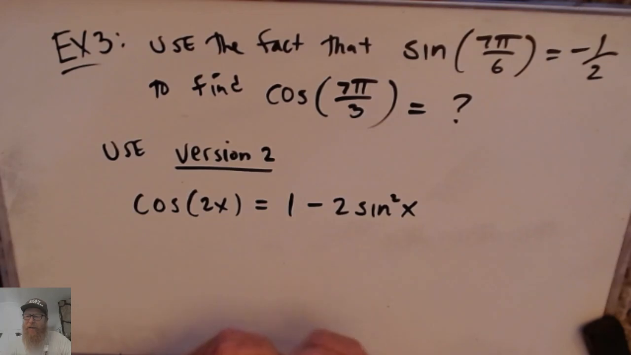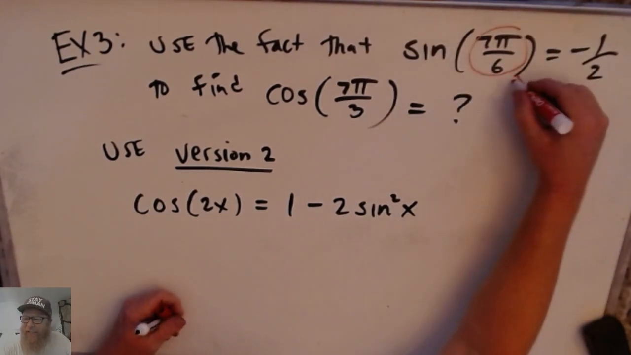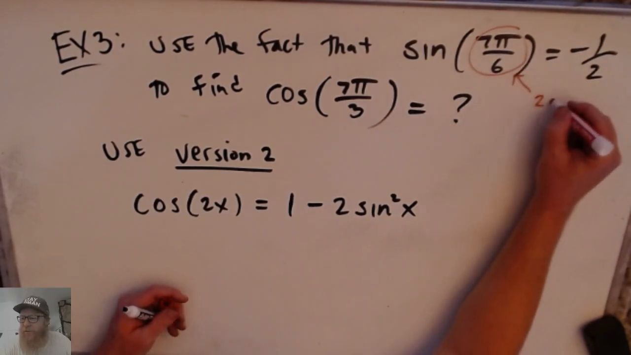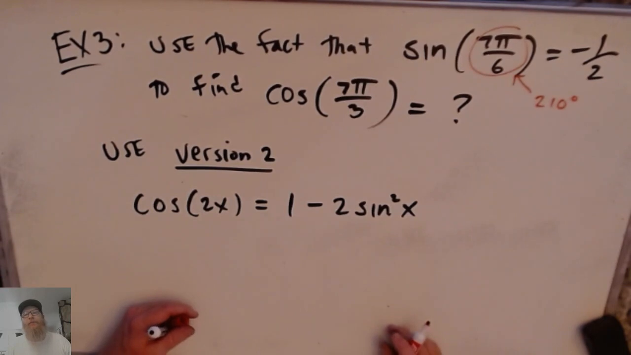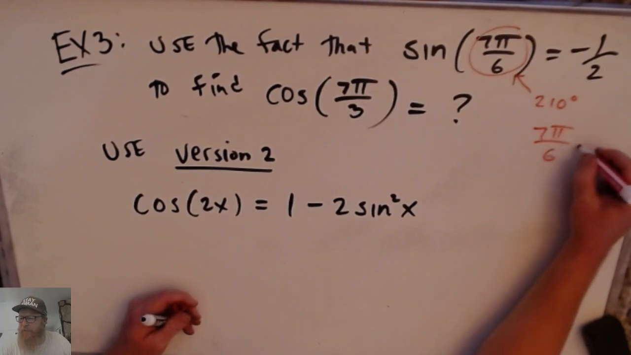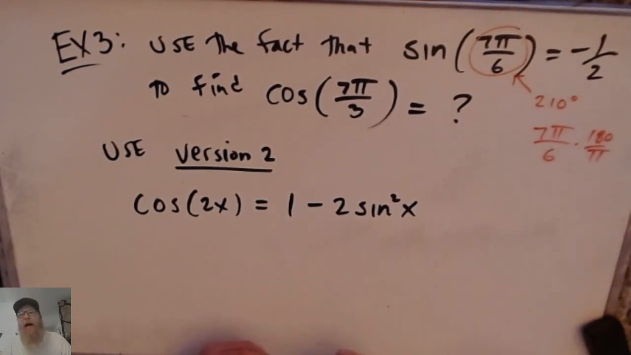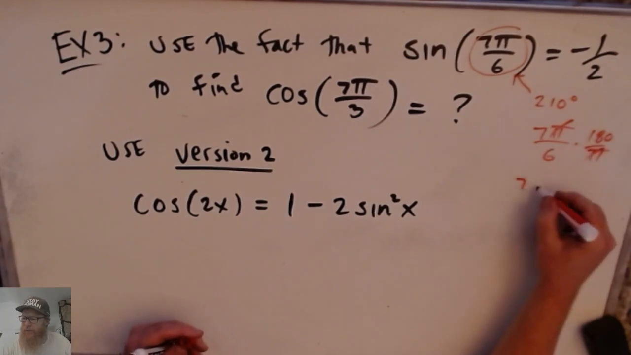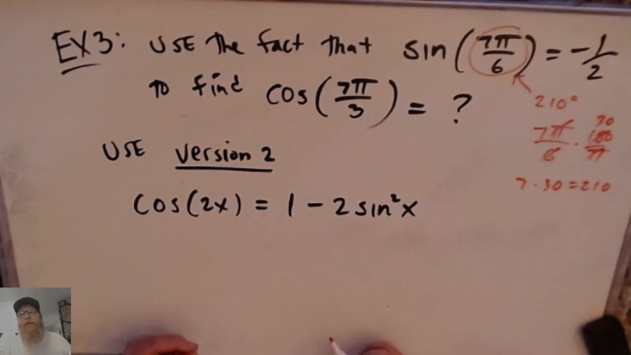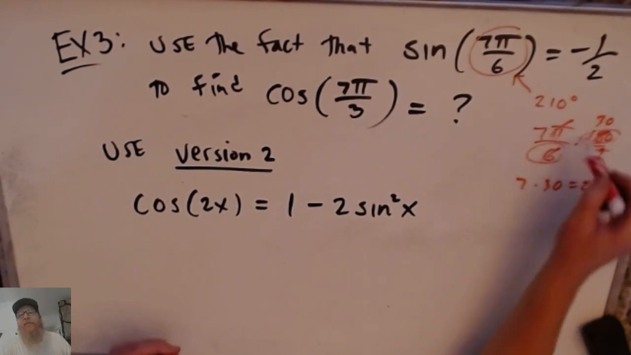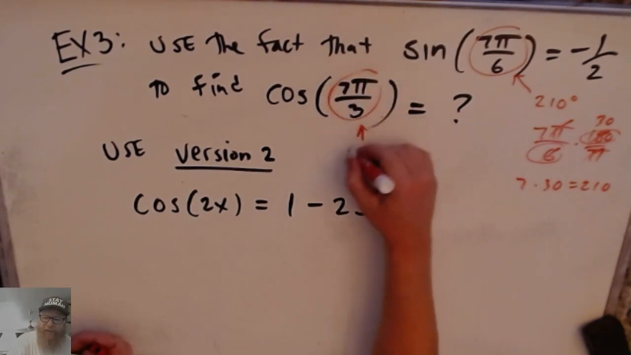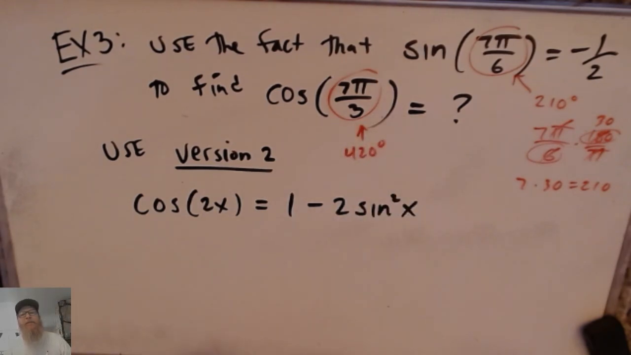You might also want to make a mental note. 7 pi over 6, what's that? That's 210 degrees. I don't know if you can do that with mental math. It's 7 pi over 6 times 180 over pi, which is 7 times 30, which is 210. The 6 goes into 180 30 times, so you just get 7 times 30. And 7 pi over 3 is 420 degrees.